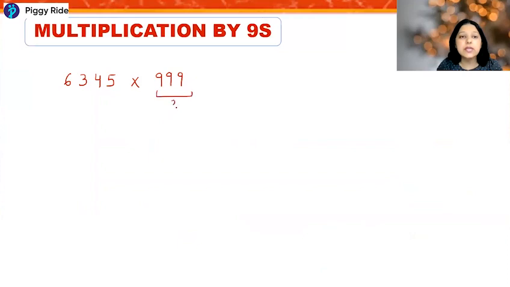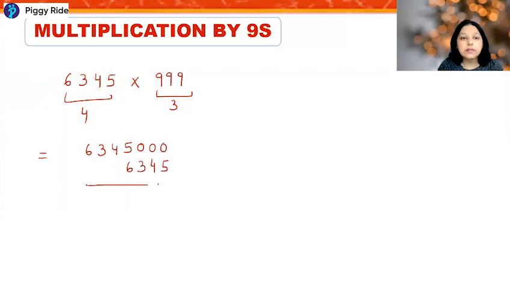Now you can see it here, 3 nines, and how many digits here? 4 digits here. So according to the previous case, now what we need to do here, we will first put the zeros. So how many zeros here? Number of nines, 3. So 3 zeros, 1, 2, and 3. Okay. Now what to do? Subtract the given number from this number. So the given number is your 6, 3, 4, and 5. After this subtraction, you will get the required answer.